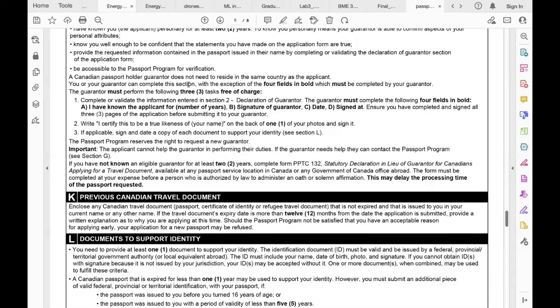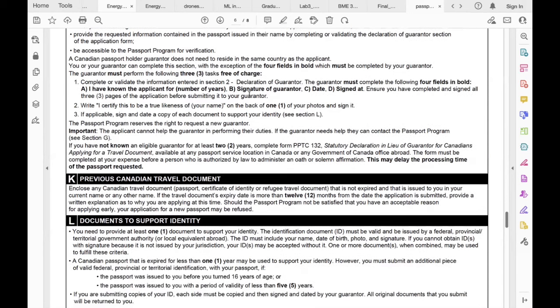You or your guarantor can complete this section with the exception of the 4 fields in bold, which must be completed by your guarantor. The guarantor must perform the following 3 tasks free of charge. They shouldn't charge you any money for this. Complete or validate the information entered in section 2, declaration of guarantor. The guarantor must complete the following 4 fields in bold. It is mentioned there as well, so let's go through it here as well. A is how long they have known the applicant, and they write the number of years, like 5 years, 10 years, 20 years. My cousin has known me for 20 years, so they put 20 there.